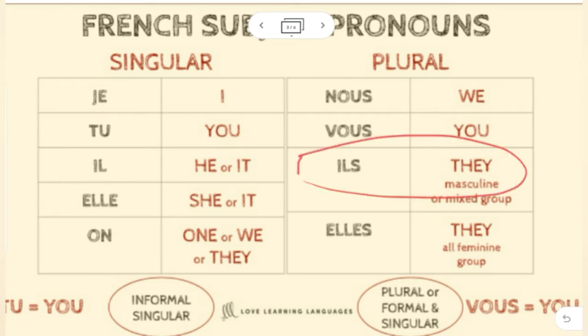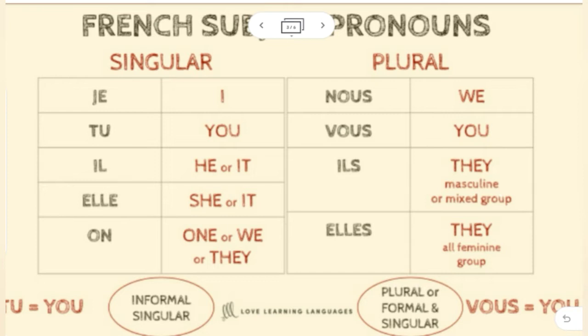Ils is they. Now ils is used for masculine, meaning a masculine group of people. That is, if we say Ankit and Ritesh are friends. In this sentence, Ankit and Ritesh are both masculine subjects, and for that purpose we will be using ils. It's like a plural masculine subject pronoun. Okay. And then when we get elles, that pronoun is used for the feminine plural. It's a plural subject pronoun. Okay?